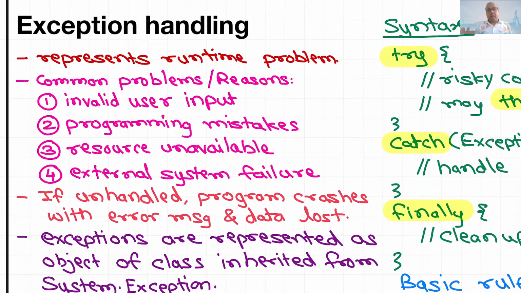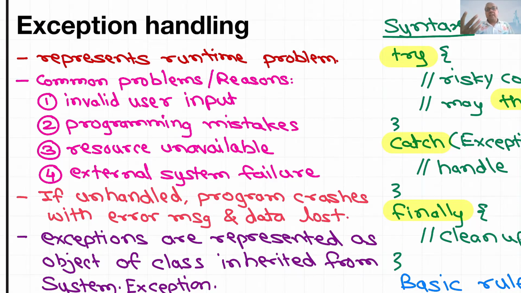Whatever the reason, if an exception occurs in the application and I don't handle it, then the application will crash and it will show me some error message. If at that time some data is present in the variables, that data will be lost. And to write robust applications, it is always a good idea to think of what kind of problems might occur, and we should be ready for handling those problems. That is all about exception handling.